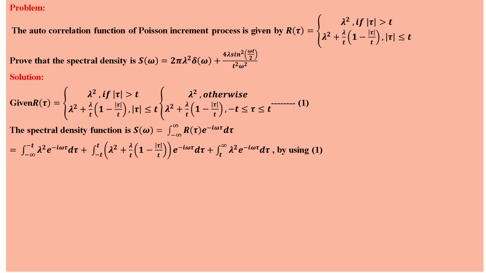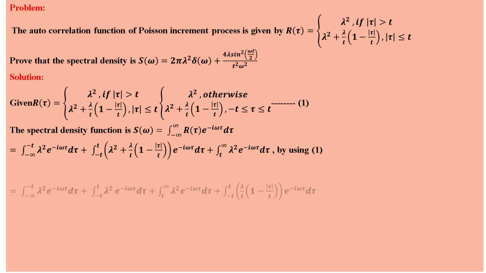So I am splitting the integral into 3. First is −∞ to −T. There τ does not lie between −T and +T, so the R value is λ², giving λ² e^(−iωτ) dτ. Plus next is −T to +T. In that integral the R value is λ² + (λ/T)(1 − |τ|/T), times e^(−iωτ) dτ. Then the last one is T to ∞, so λ² e^(−iωτ) dτ.